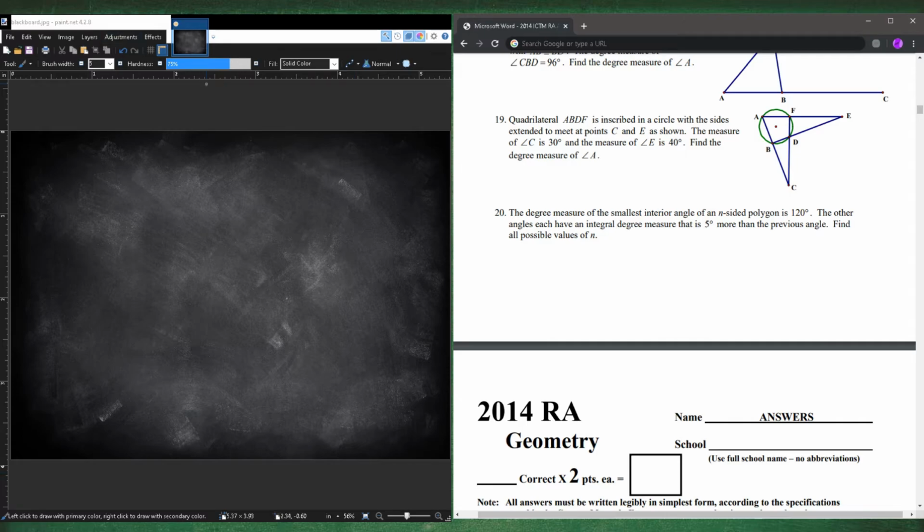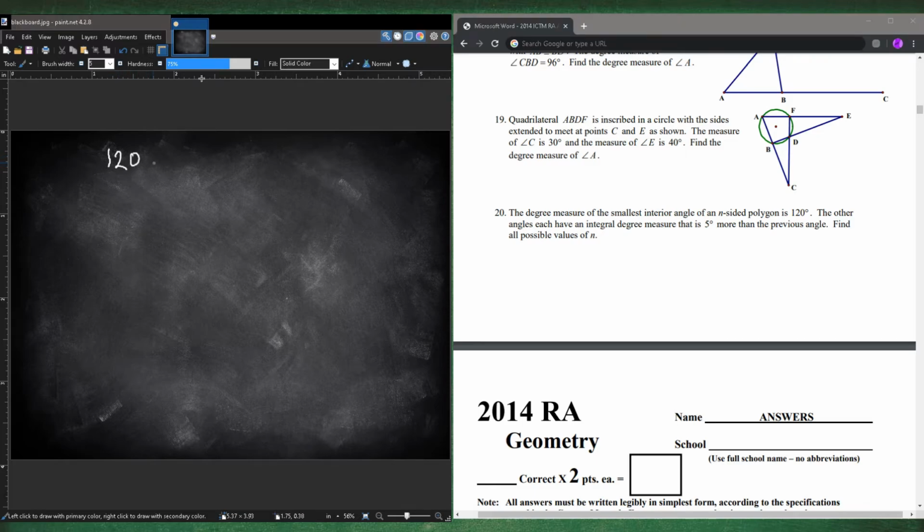Okay, so the smallest is 120. The other angles each have a degree measure that's 5 more than the previous angle. So if the first one's x, that means the next one is x plus 5, and the next one is x plus 10, and the next one is x plus 15, and so on, right? So find all possible values of n.